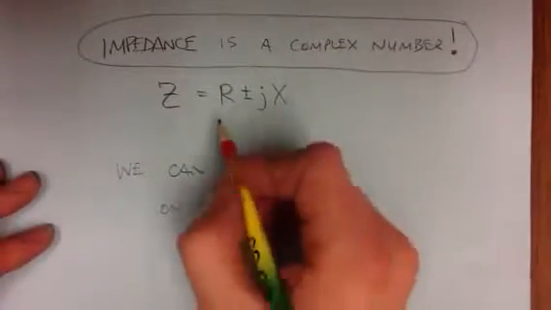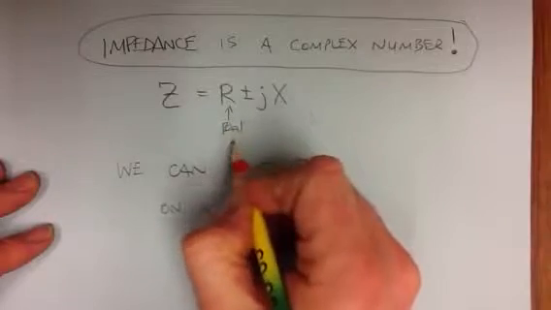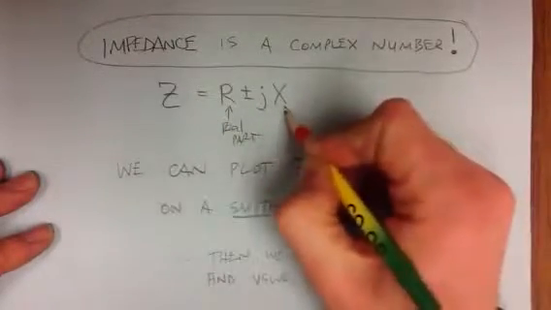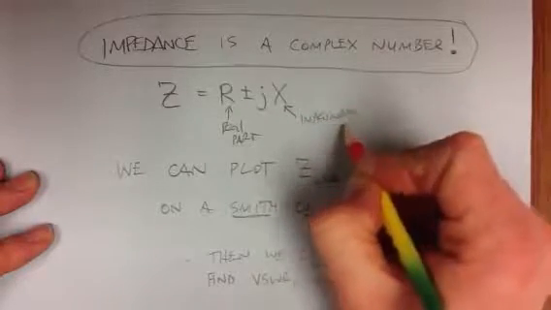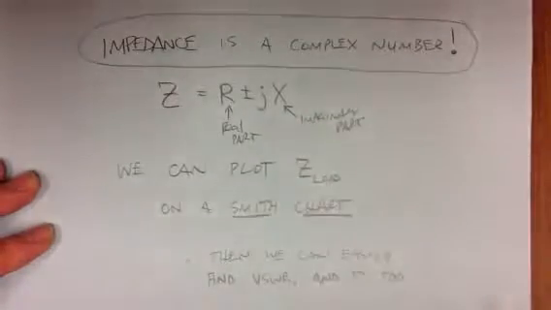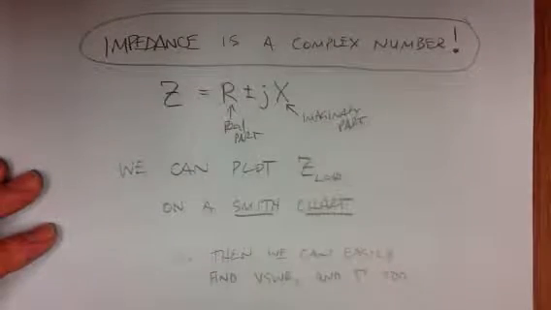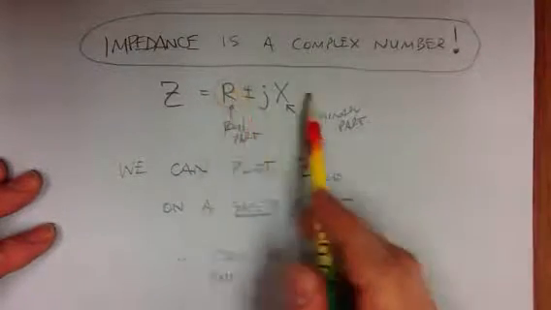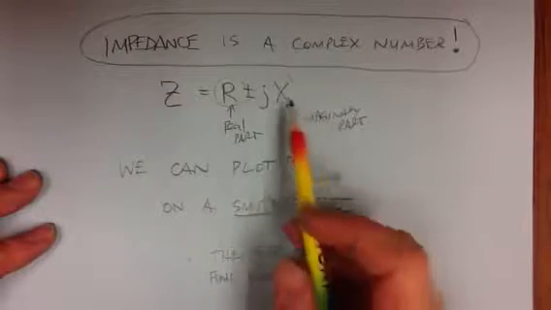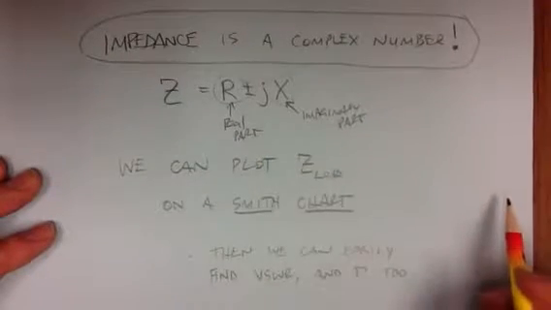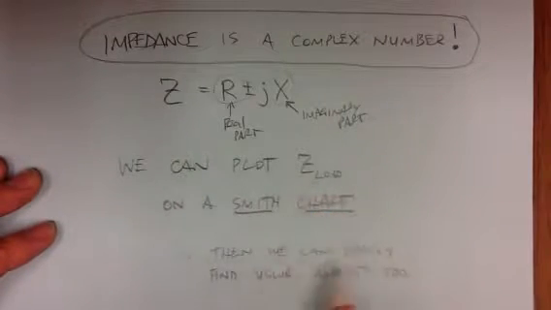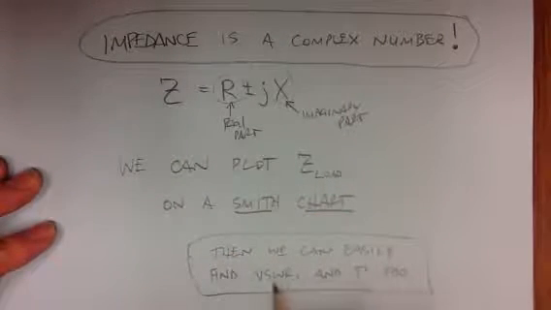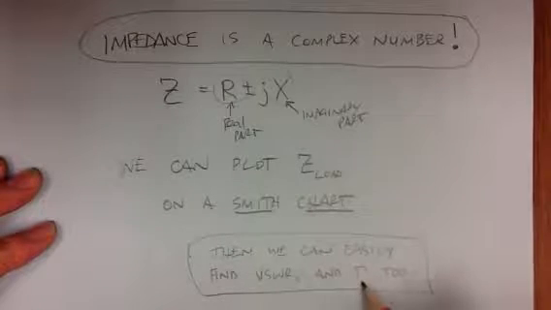Impedance is a complex number. There's R, the real part of the complex number, and X is the imaginary part. You can plot impedance on a Smith chart by finding the real part and then the imaginary part, and where they intersect, that's the impedance on the Smith chart. Once you have the plotted impedance, you can find things like VSWR, voltage standing wave ratio, reflection coefficient, and other things as well.